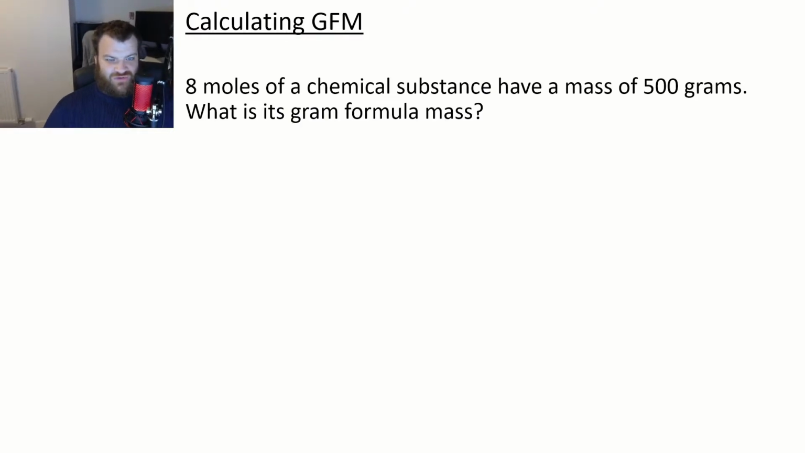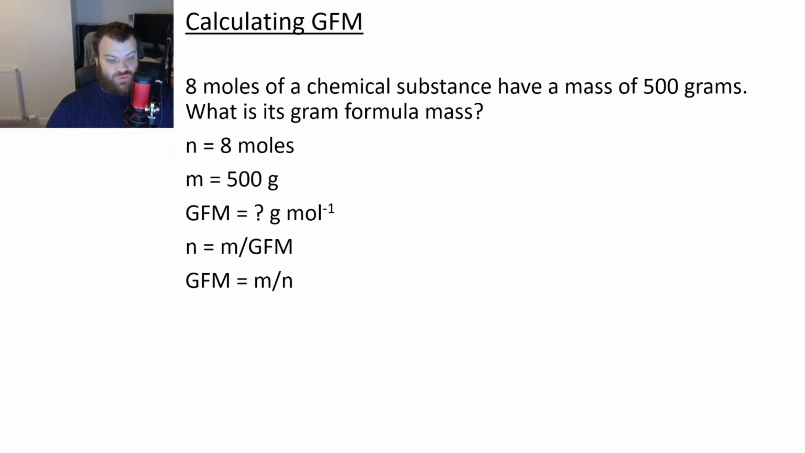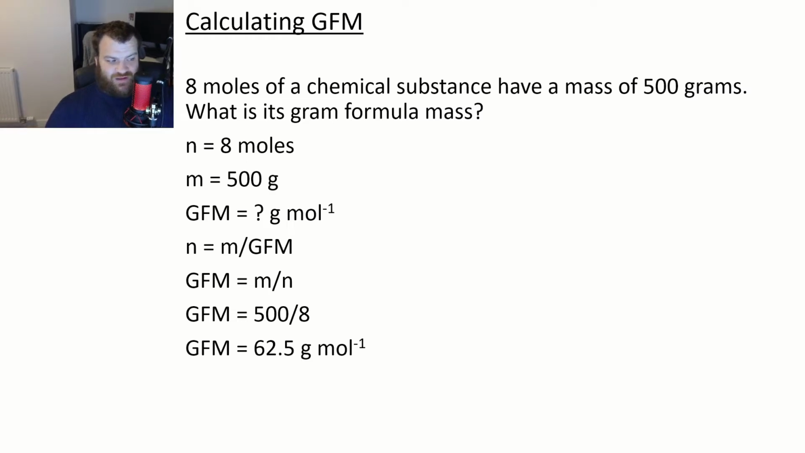In this question, we're told that 8 moles of a substance has a mass of 500 grams, and we're asked to work out its gram formula mass. We know n equals 8 moles, m equals 500 grams. We're asked to work out our GFM. If n equals m divided by GFM, then GFM equals m divided by n. This means that it's 500 divided by 8, which gives us a GFM of 62.5 grams per mole.